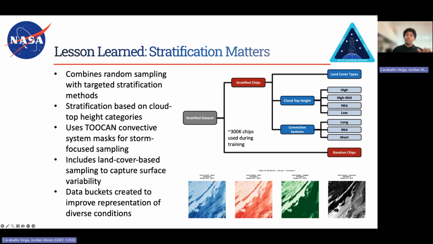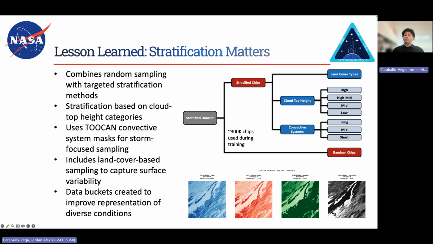For the convection, we use the TOUCAN dataset as our mask, which includes both where the convection is and how long it is going to last, basically tracking the convection system life stage. And then we also use some random tiles so we could include both clear sky and different surfaces that have all-sky imagery as well.